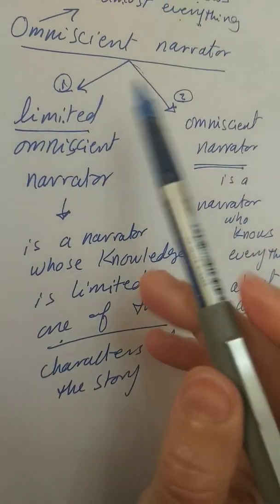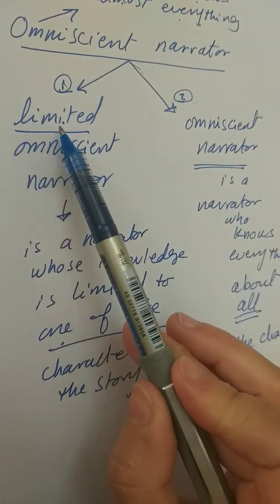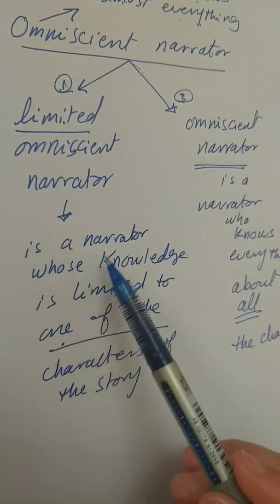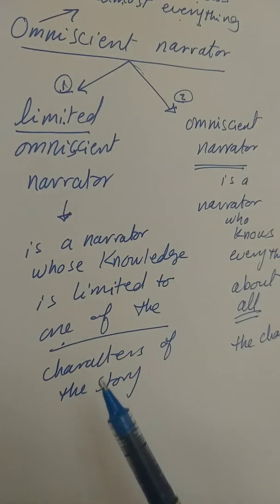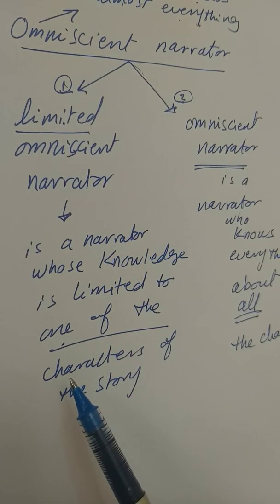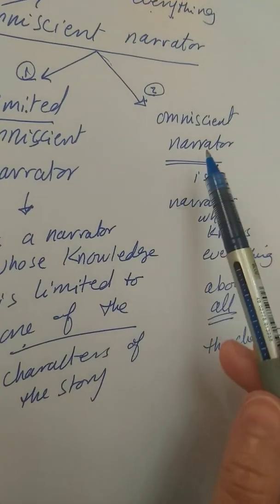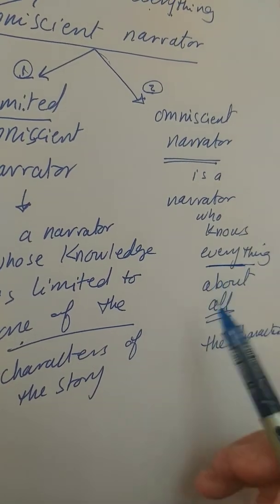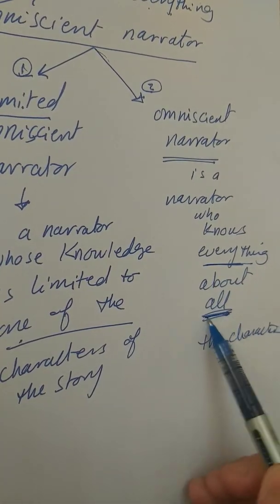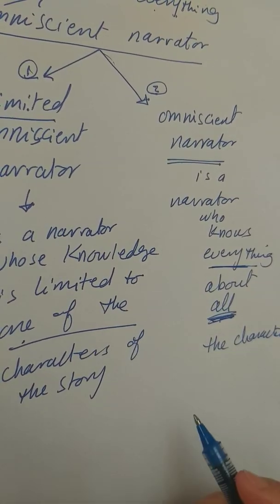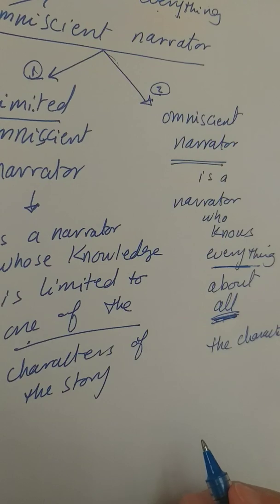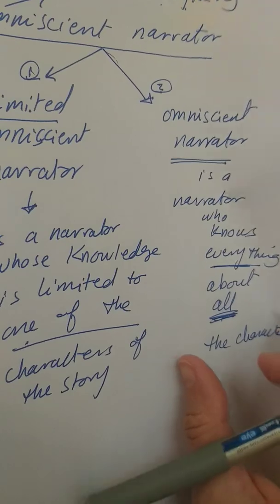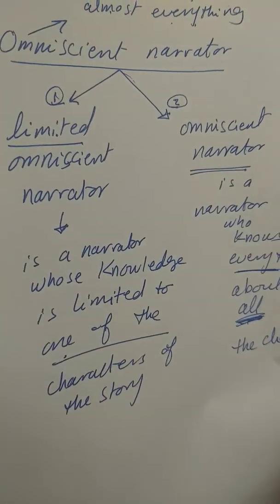يعني, the point is that the omniscient narrator is either limited omniscient or omniscient. If he is limited omniscient narrator, this means his knowledge is limited to one of the characters. يعني, he knows everything about one of the characters. Okay? Now, but if he is omniscient, generally speaking, then he knows everything. Then he knows everything about all the characters, not about one of the characters. Now, keep this in mind because I'm going to ask you about the story's point of view, and you have to be extremely specific about that.